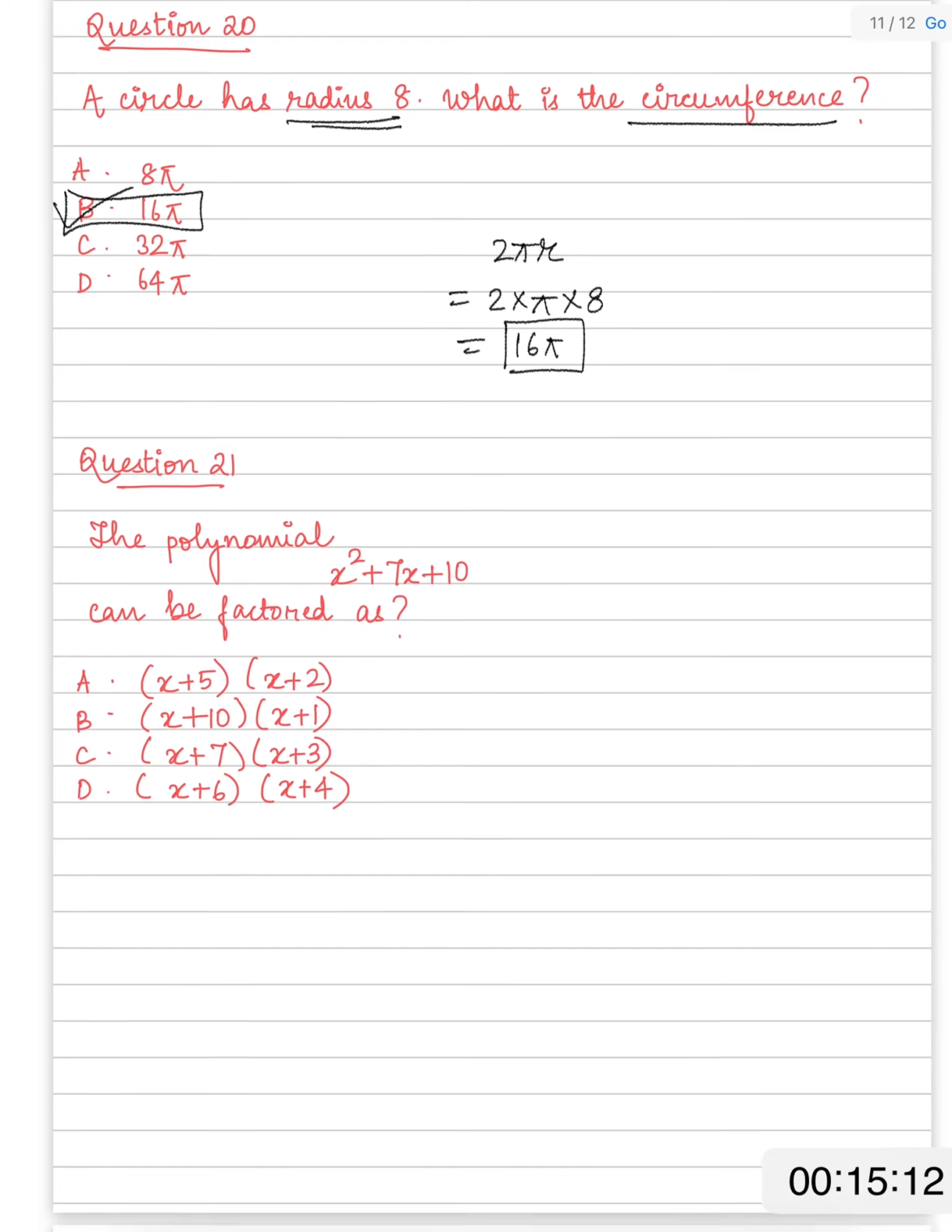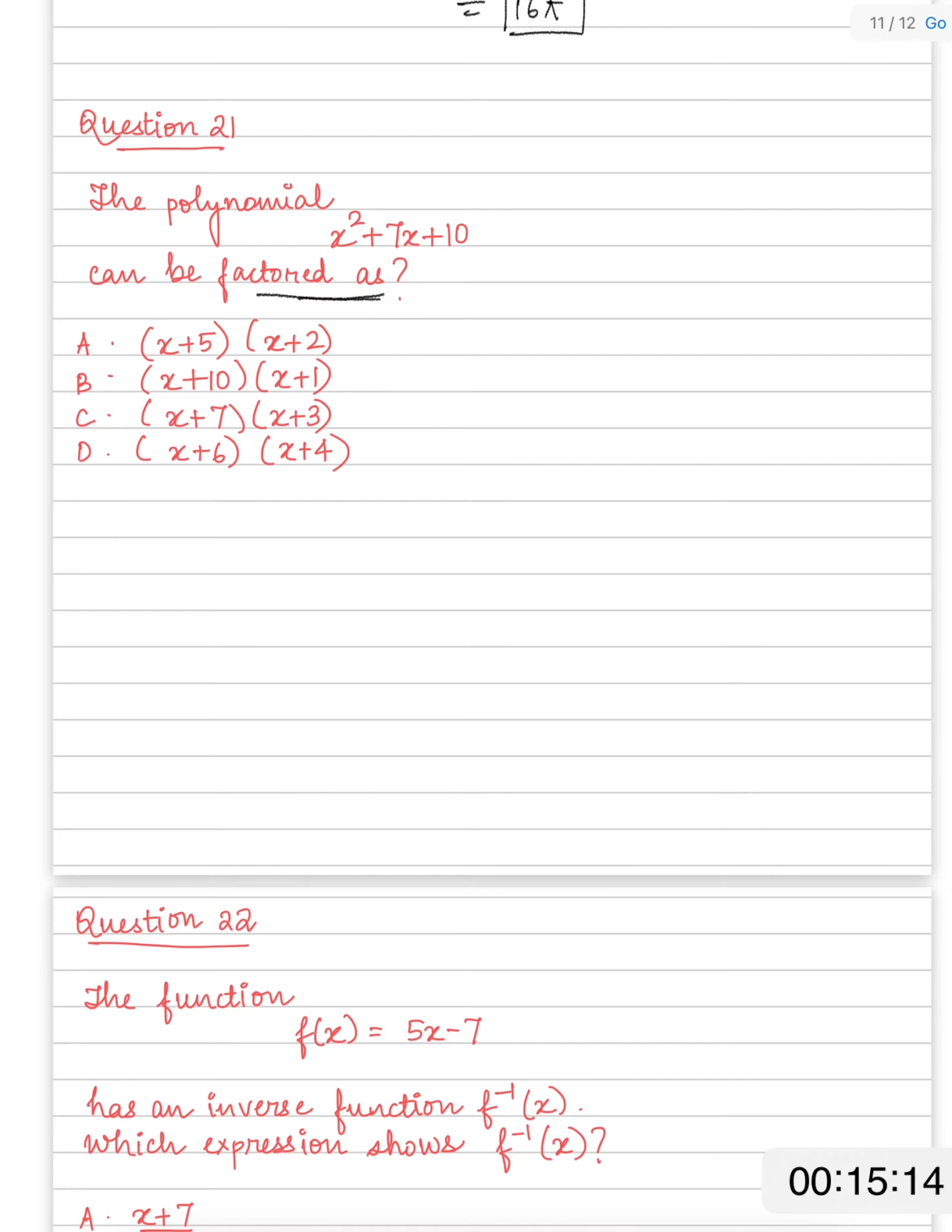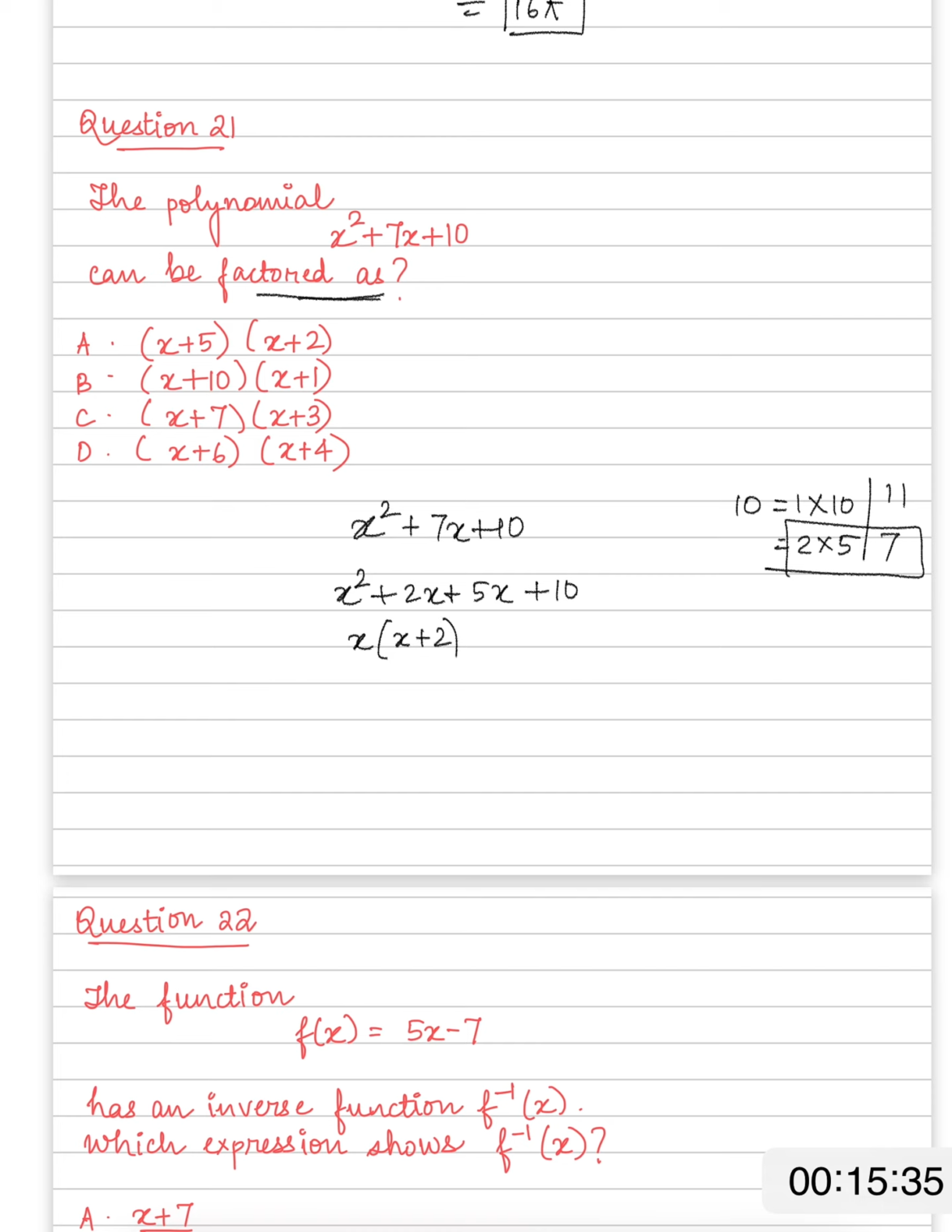Now for 21. The polynomial x squared plus 7x plus 10 can be factored. 10 is 1 into 10 or 2 into 5. The sum of 2 and 5 is 7, the middle term. So this is our choice. x squared plus 2x plus 5x plus 10. x into (x plus 2) plus 5 into (x plus 2). That is (x plus 2) into (x plus 5). Looking at the options, A will be the correct choice.